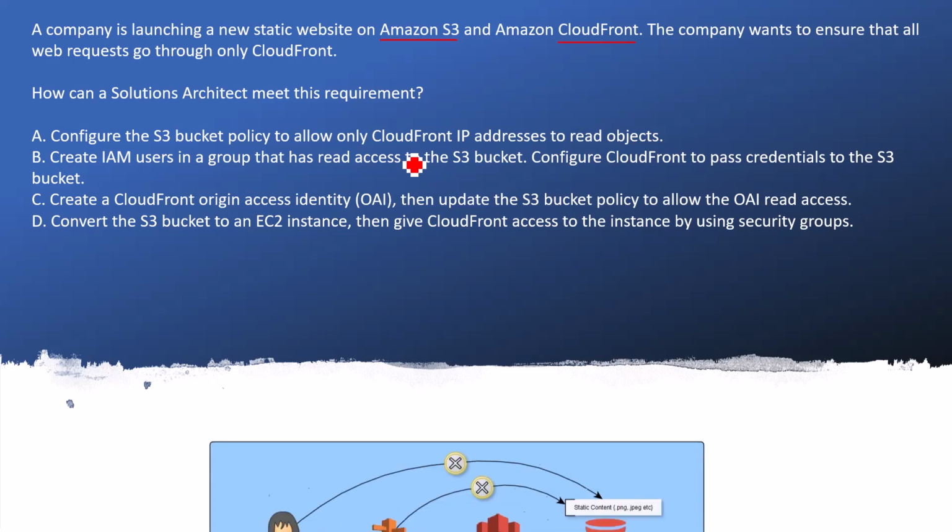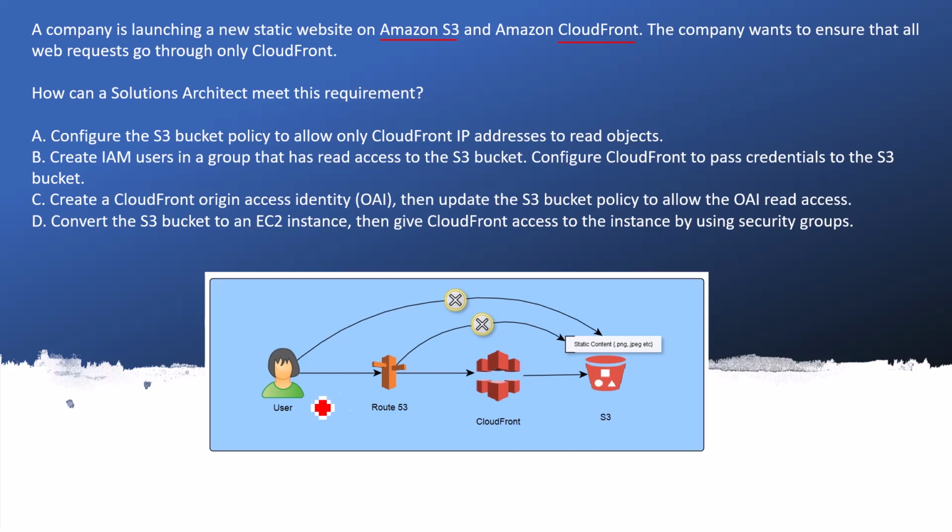Before that, let's visualize the question. Here a user is there, and there is Route 53, a CloudFront distribution, and an S3 bucket. When the user tries to access, it should go via CloudFront, and CloudFront should communicate with Amazon S3 and then provide the static website details. Direct communication with the S3 bucket should not be there, and even Route 53 should not communicate directly with Amazon S3. It should go via CloudFront only. So this is the pictorial diagram explaining the question in more detail.